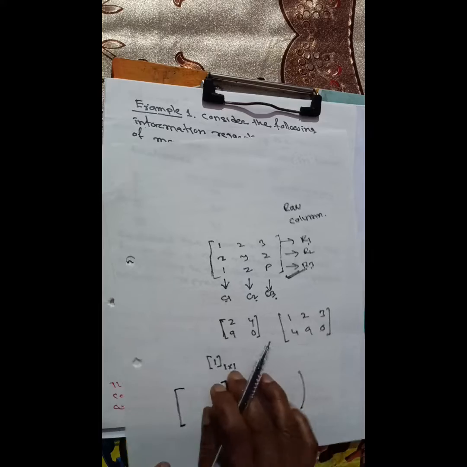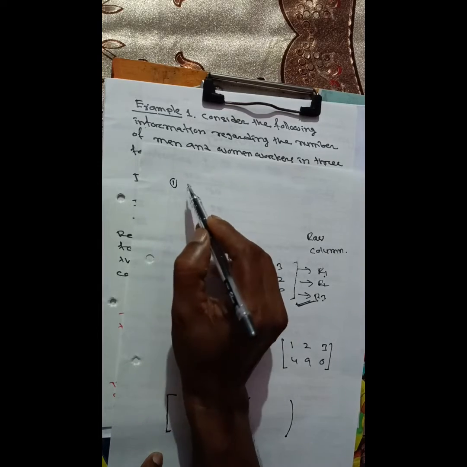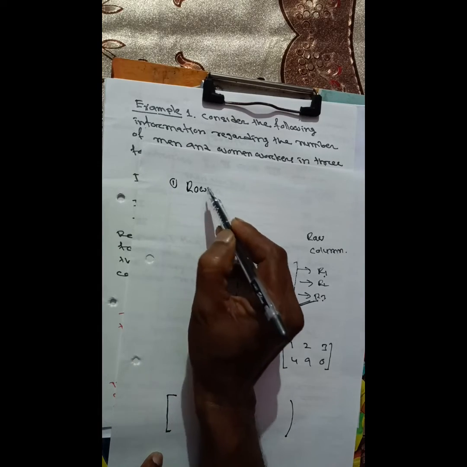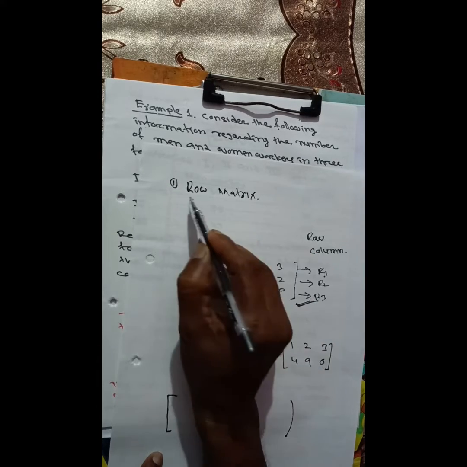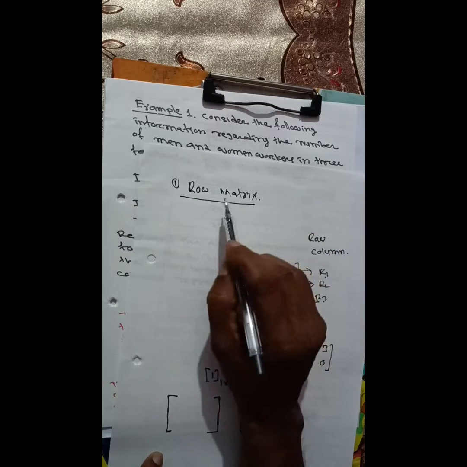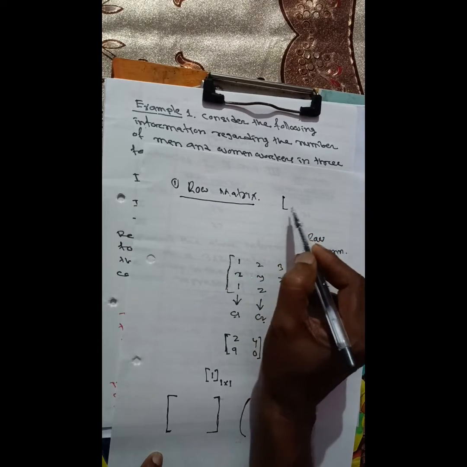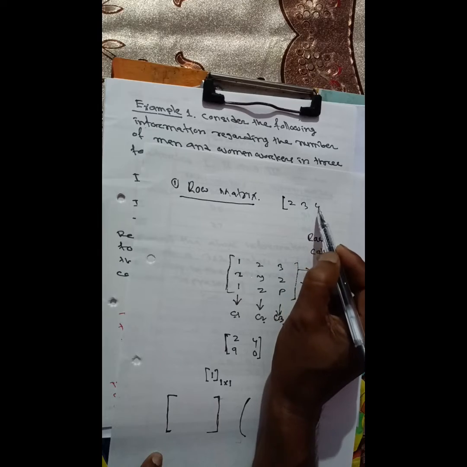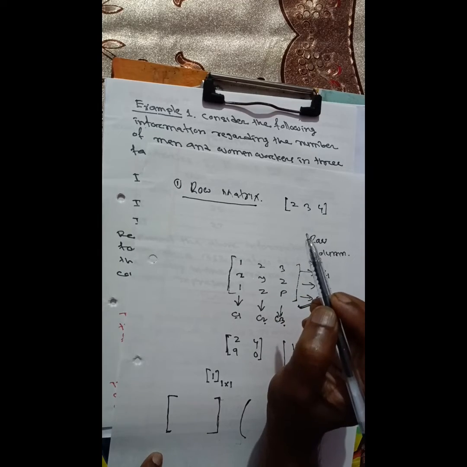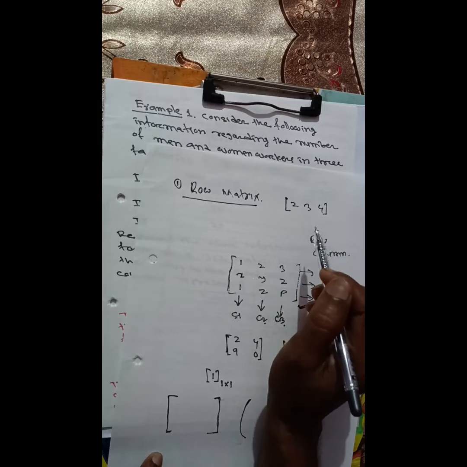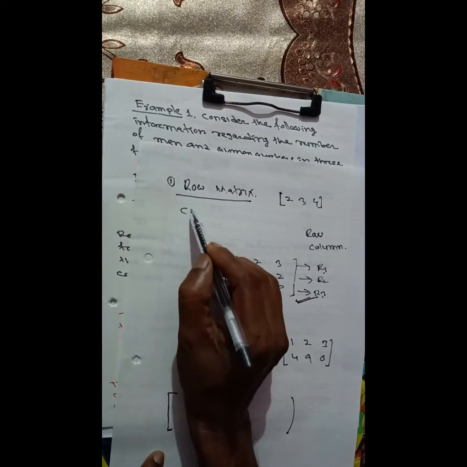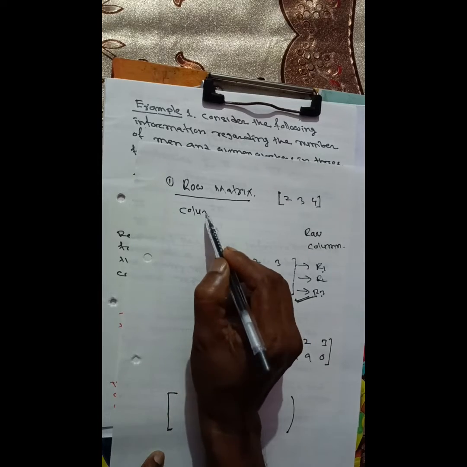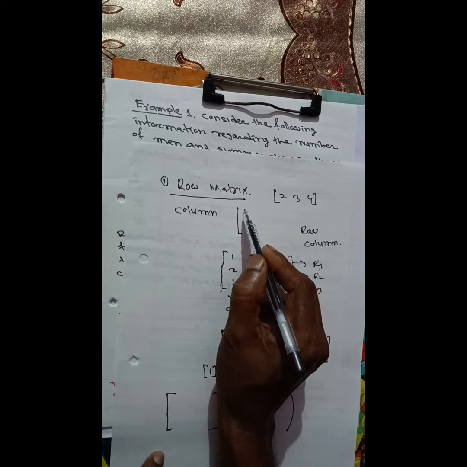After this, we are going to discuss the first, row matrix. Row matrix means there is one row. Suppose this 2, 3, 4 is a row matrix. That means it has only one row. Similarly, we get the column matrix, that means the matrix which has one column is a column matrix.